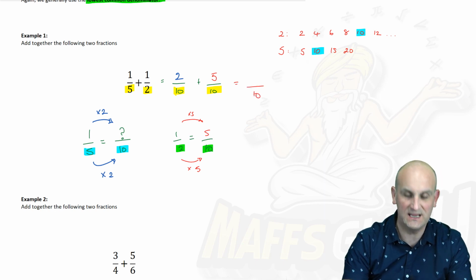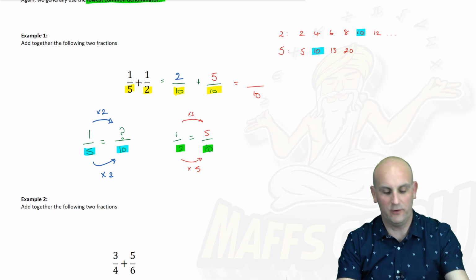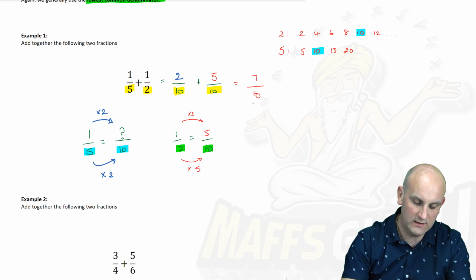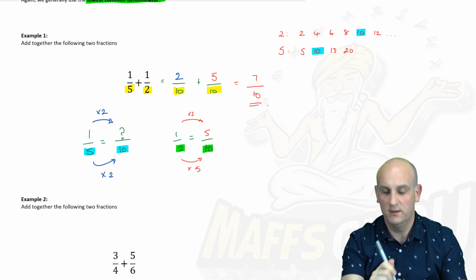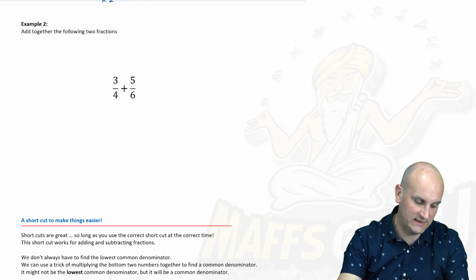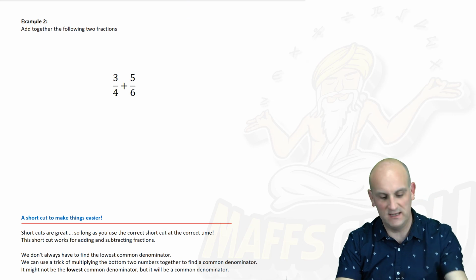The bottom stays as a 10, but I can now add the top. So 2 and 5 gives me 7, and there is my final answer. Is it top heavy? Nope. So I leave it absolutely as it is. We're going to be guns at this by the end of this video.